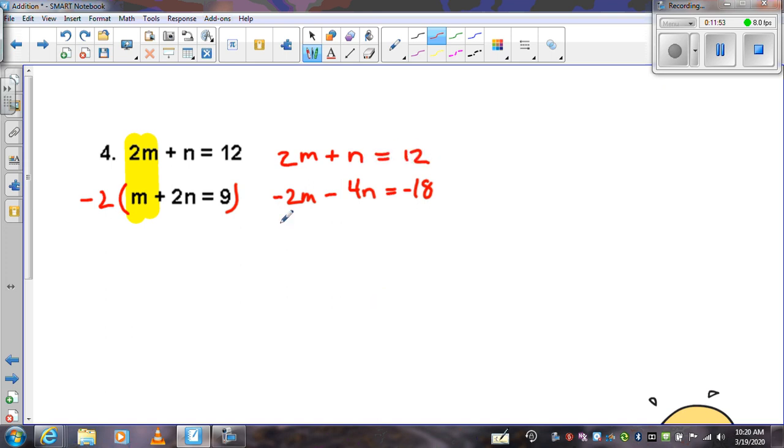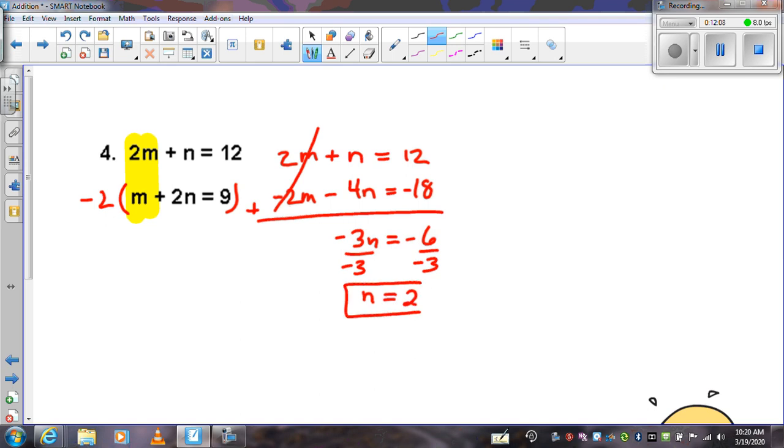Now I have opposite coefficients. So now I can go ahead and add the two equations together. These cancel, and I end up with negative 3n is equal to negative 6, and n is equal to positive 2.